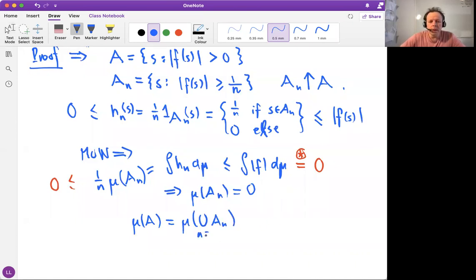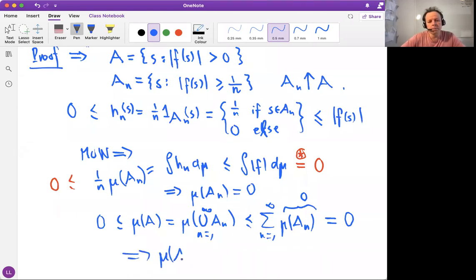We use the union bound. That's the union bound, which says that this is less than the sum from 1 to infinity of mu of an. But each one of these was 0, so there's nothing to sum. This is 0, and this was non-negative, so mu of A is 0. And that's actually what we wanted to prove. We wanted to prove that this set where f is not 0 has measure 0. So that's the one part of the proof.